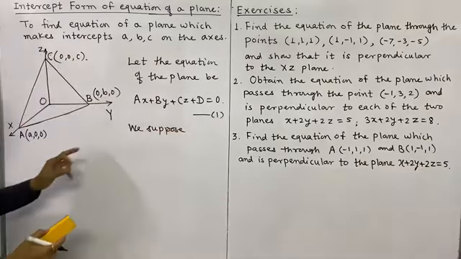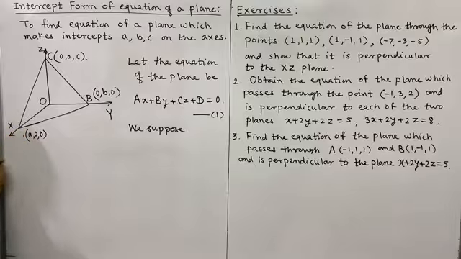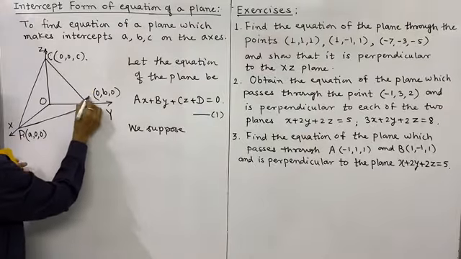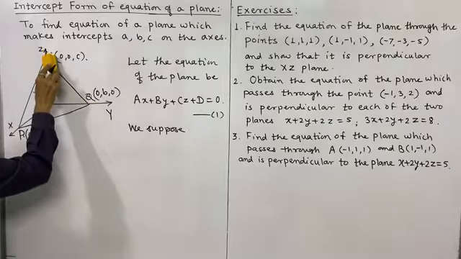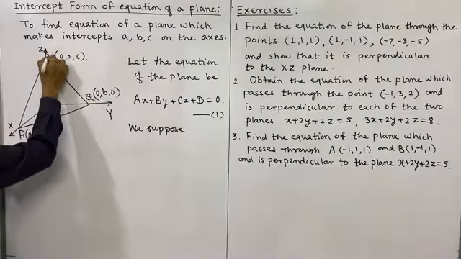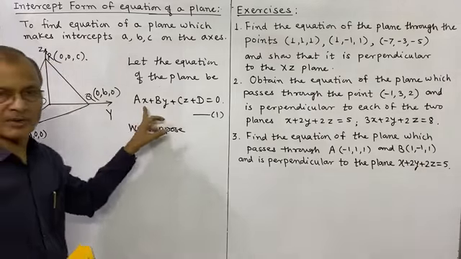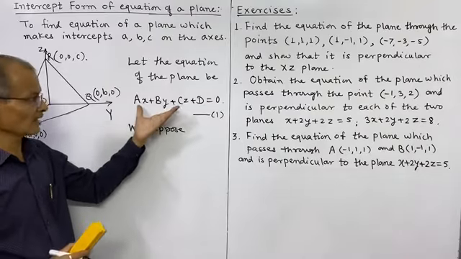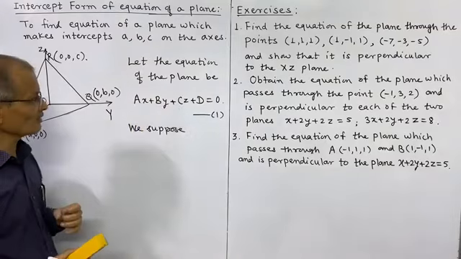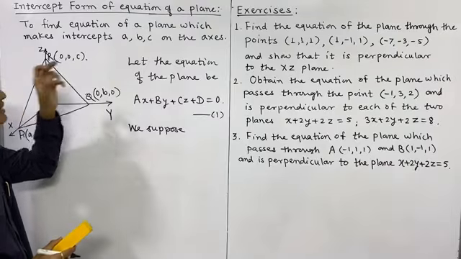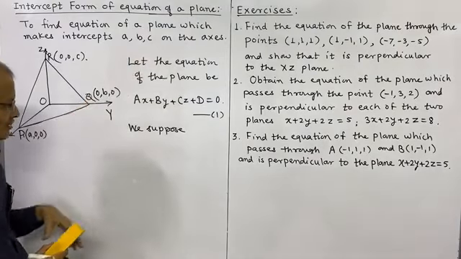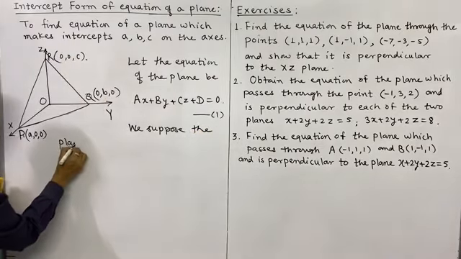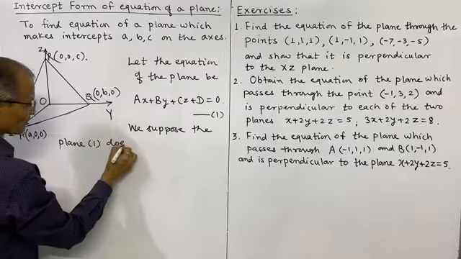Since A, B, C have been used, we may consider these points instead as P, Q, R, so there will not be overlapping of notation. Let the points be P, Q, R. And the equation of plane, we suppose the first degree equation with capital letters A, B, C as the coefficients of x, y, z, because small a, b, c are used for intercepts. So we suppose the plane 1 does not pass through origin.